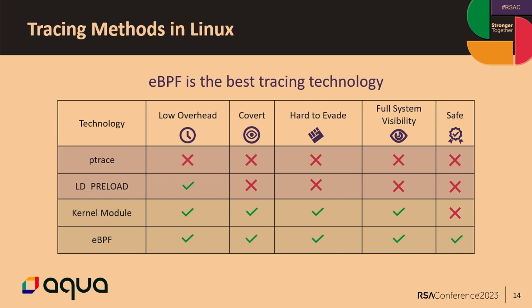And then we get to the third row, which is the kernel module, which seems better and was the go-to solution for many years in terms of tracing methods. But as you can see, we have one red X, meaning that the technology is not safe. The meaning of that is that if we have an error or a bug in our kernel module, that could lead to a system crash or even a vulnerability to be exploited by an attacker.